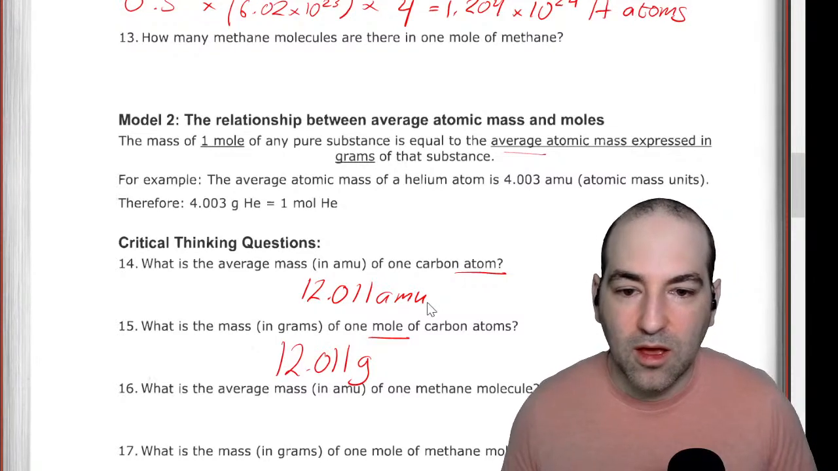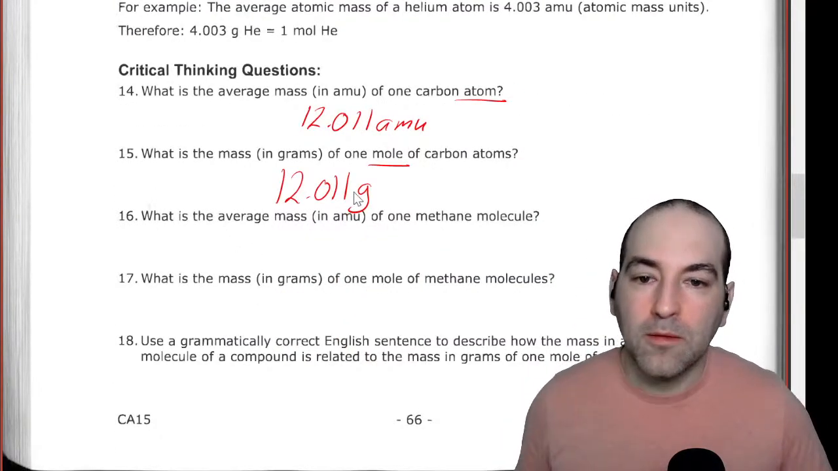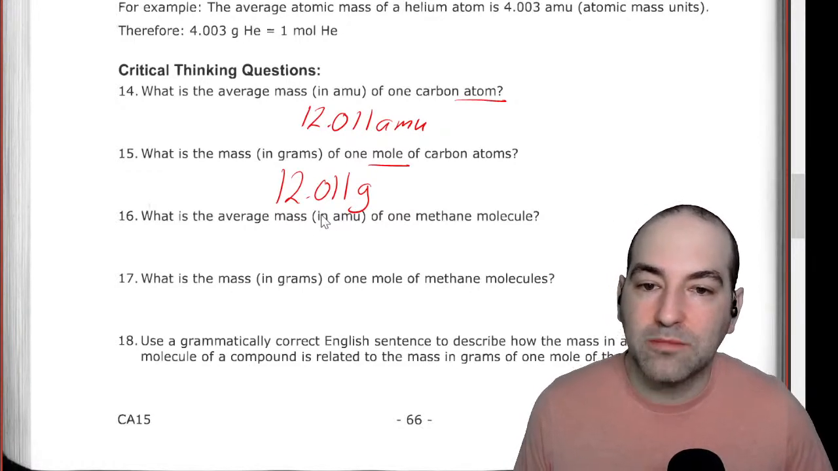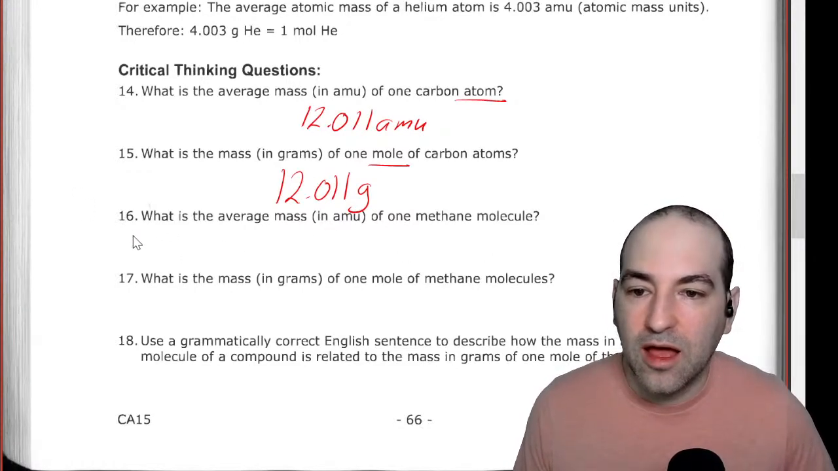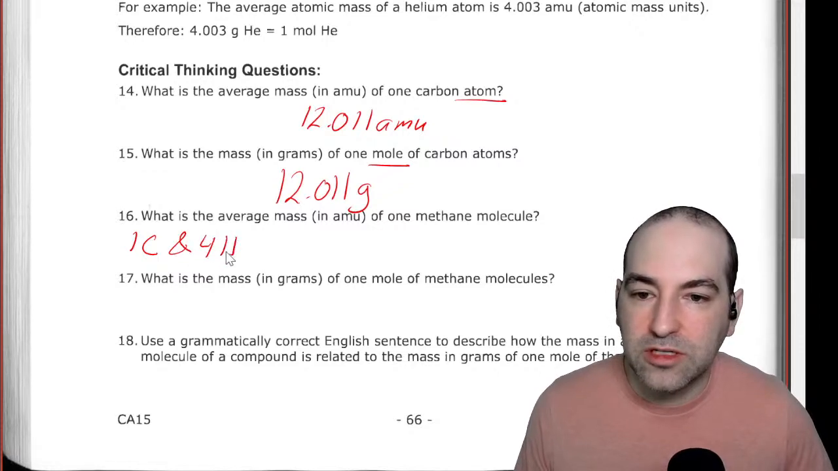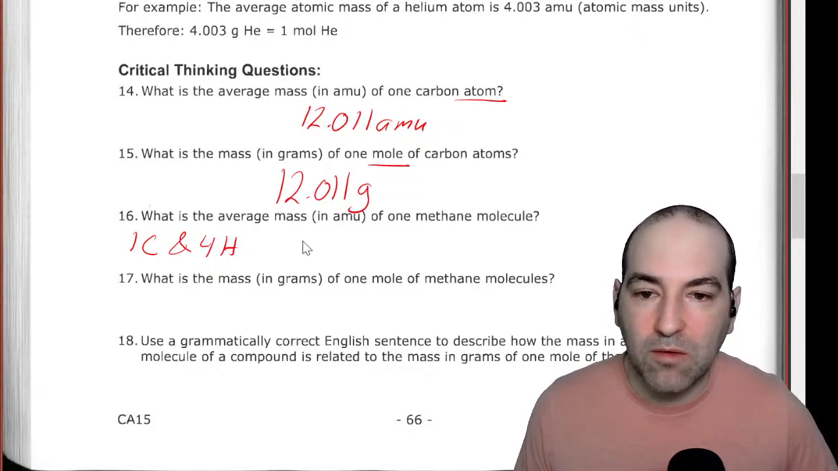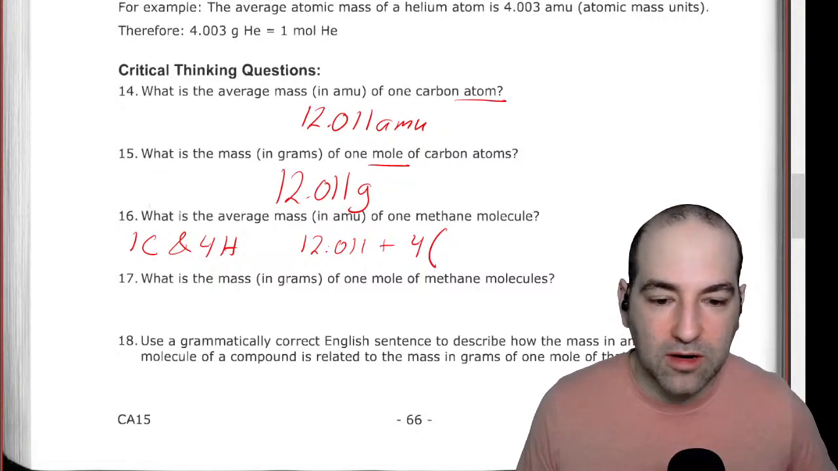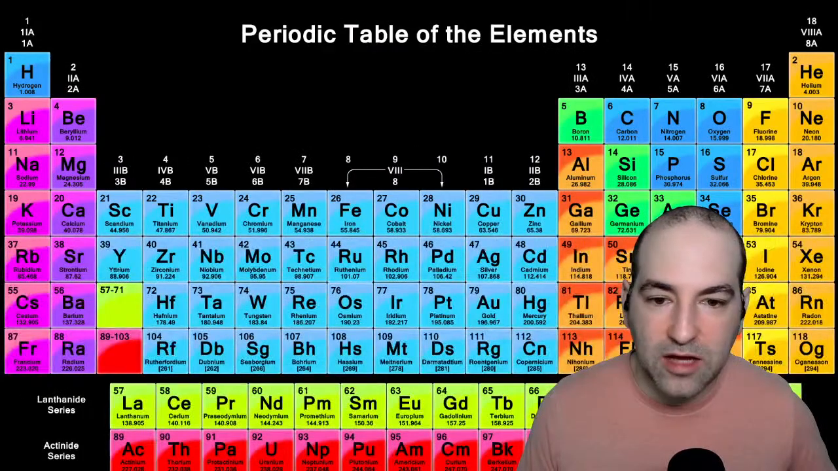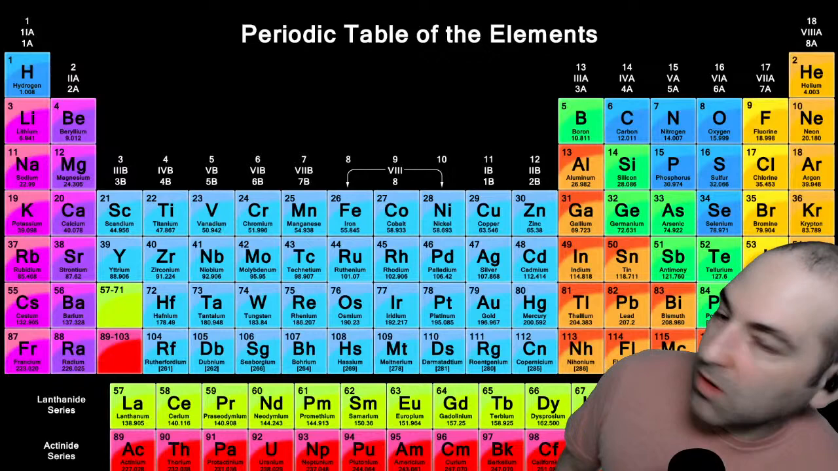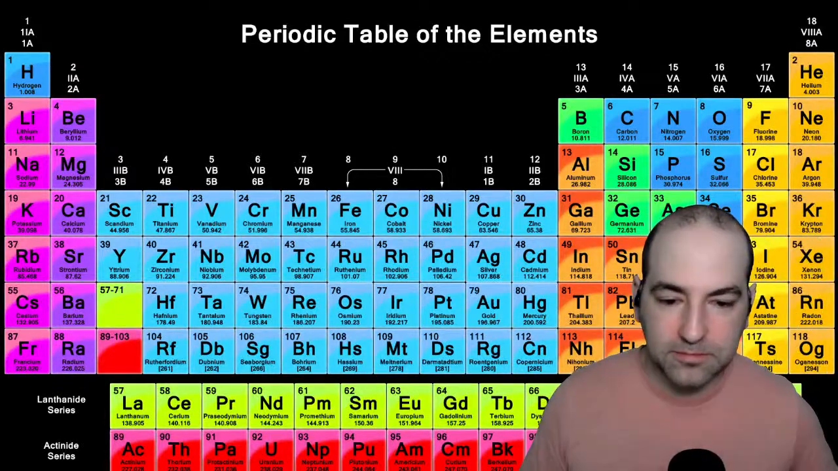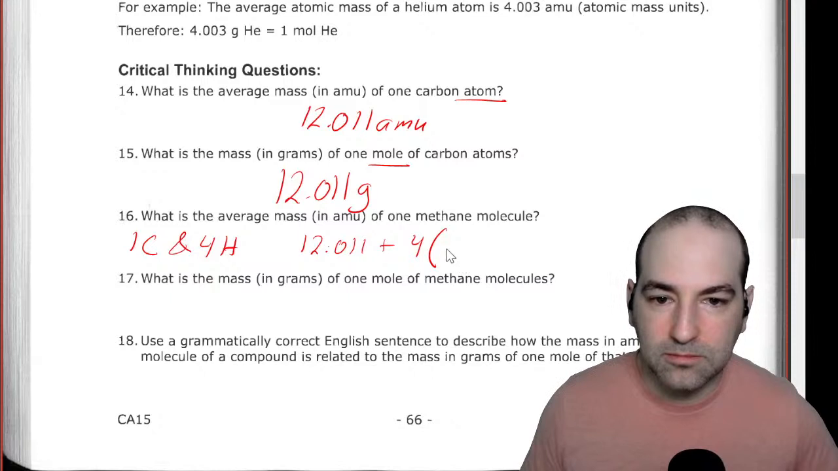All right. Now, when we do that for molecules, all we have to do is add those up for all the atoms in the molecule. So a methane molecule has 1 carbon and 4 hydrogens. To add up the total average mass in AMUs of that one molecule, we're going to take the 12.011 from the carbon, and we're going to add that to 4 of hydrogen, whatever that is. So let's look that up. And we see hydrogen over there is 1.008. And that's AMUs also.